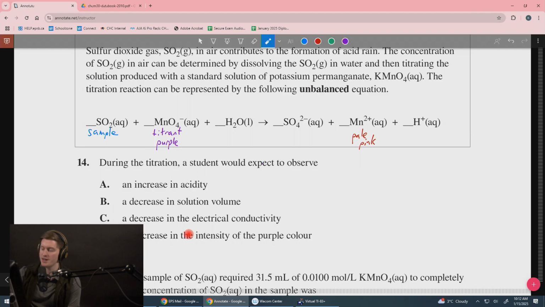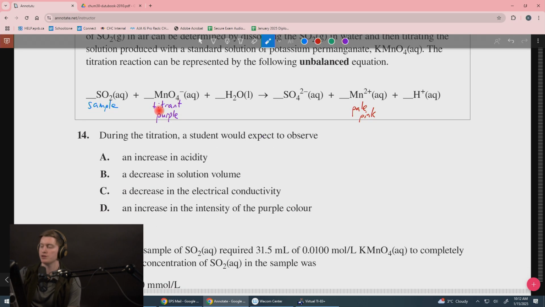We're not going to have an increase in the intensity of the purple color as the reaction goes forward because we are losing the ion that makes that purple color. So D is incorrect. A decrease in the solution volume, well, we're adding 2 solutions together. So overall, what we're going to observe is that the sample solution goes up.